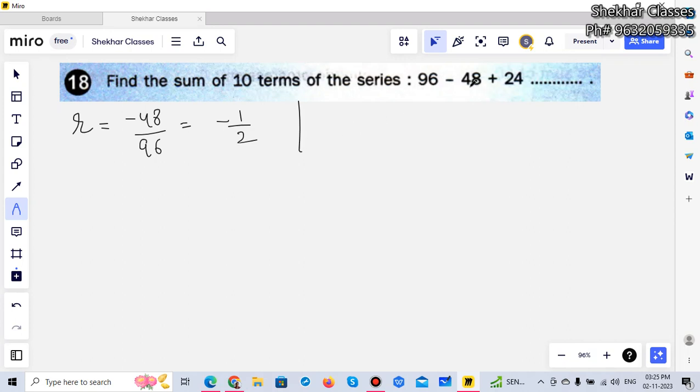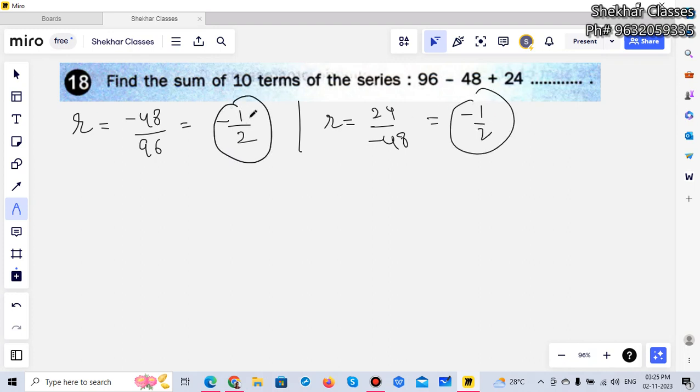Now we can cross-check with the other ratio, that is the third term upon the second term. That is 24 upon minus 48, and that is again minus 1 by 2. So in both cases we get minus 1 by 2. So it means the series is in GP.